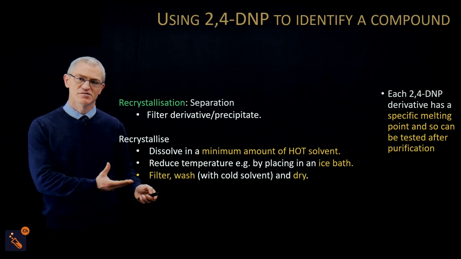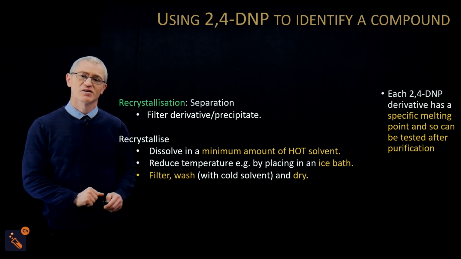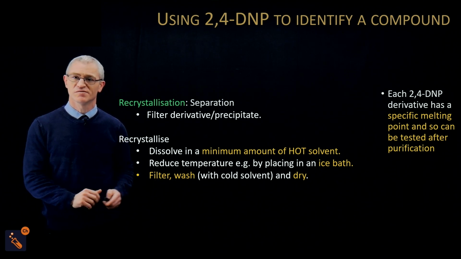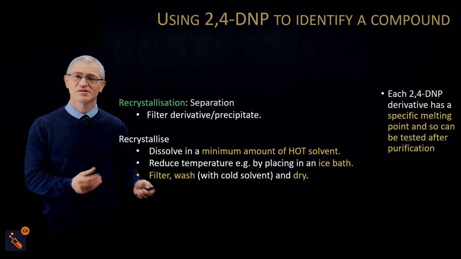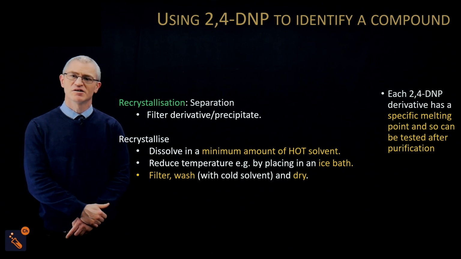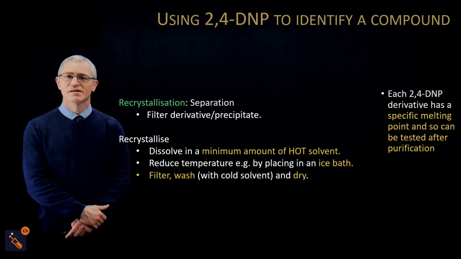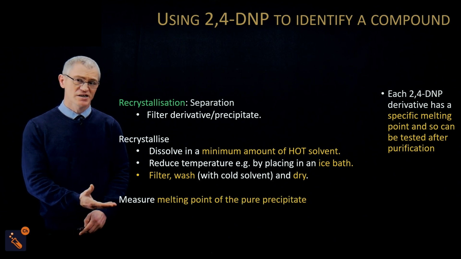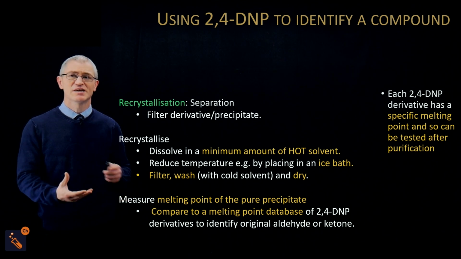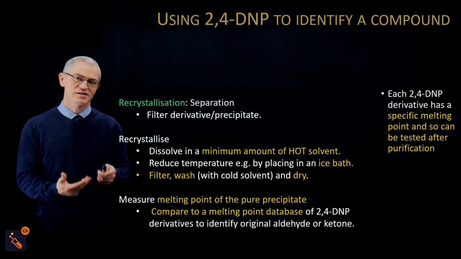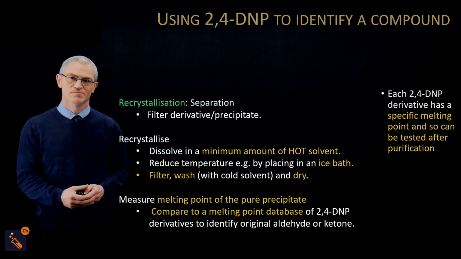Then you filter, and then the added bit is that you wash with cold solvent. The cold solvent, because it's cold, doesn't really dissolve the product, and so that gets rid of all the impurities that might be left on the product. And then you leave it to dry in the fume cupboard overnight. After you've done that, you've got a nice pure product which you can measure the melting point of and then compare to a melting point database of 2,4-DNP derivatives. That means you can actually identify the original compound, the aldehyde or the ketone.